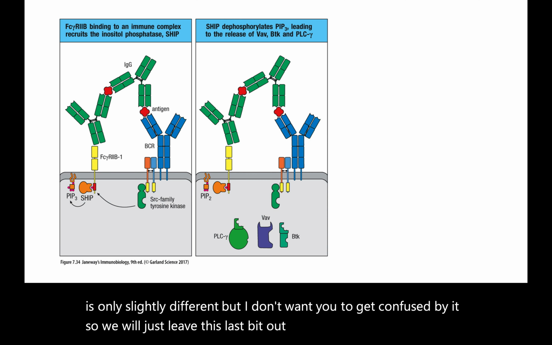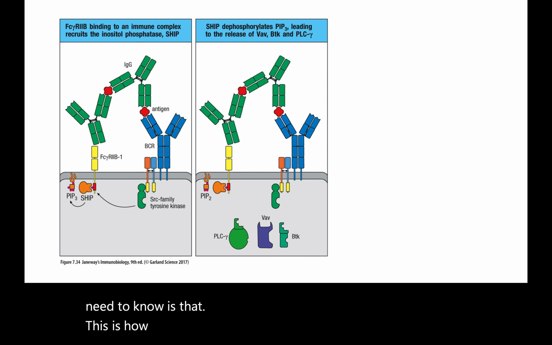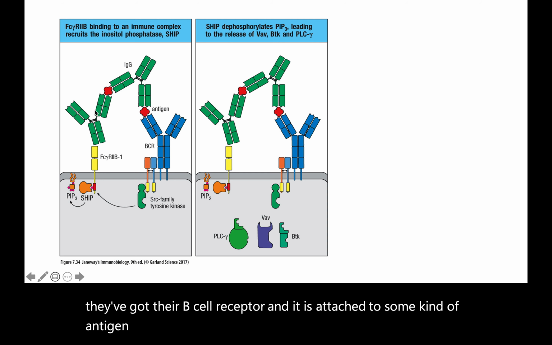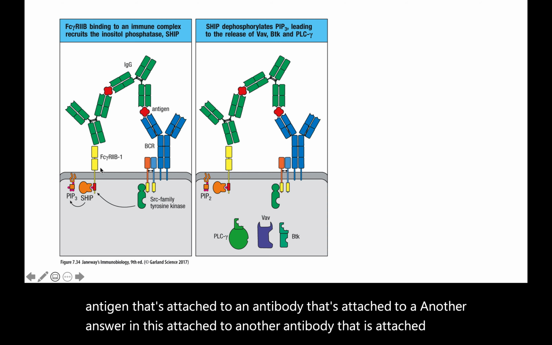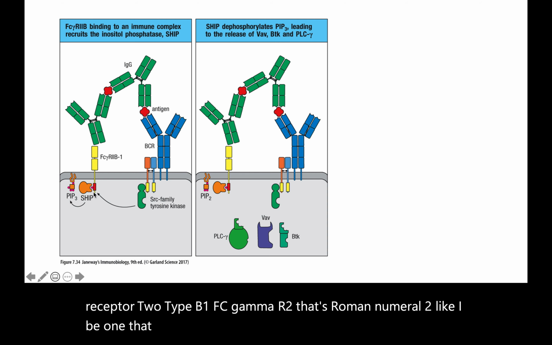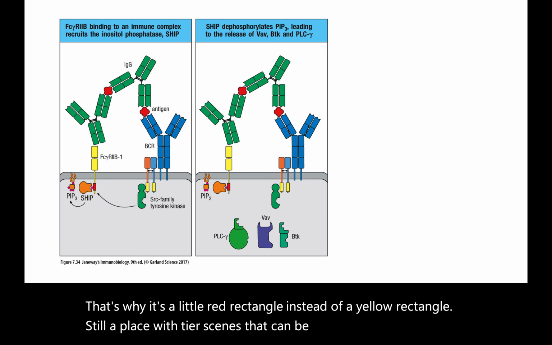And then the last thing that we need to know is that this is how B cells detect when the battle is over, essentially, when they've got their B cell receptor and it is attached to some kind of antigen that's attached to an antibody that's attached to another antigen that's attached to another antibody that is attached to Fc gamma receptor 2 type B1. Fc gamma R2, that's Roman numeral 2 like II, B1. That has an ITIM on the bottom of it. That's why it's a little red rectangle instead of a yellow rectangle. Still a place with tyrosines that can be phosphorylated, but it's going to lead to inhibition.